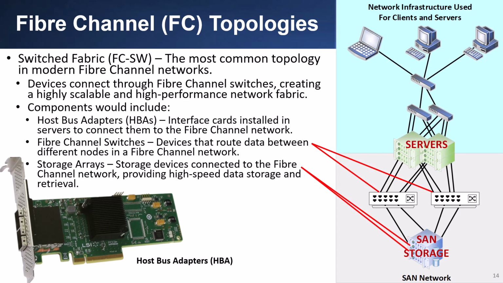Switch fabric, or FC-SW, is the most common topology in modern fiber channel networks. Devices connect through fiber channel switches, creating a highly scalable and high-performance network fabric.